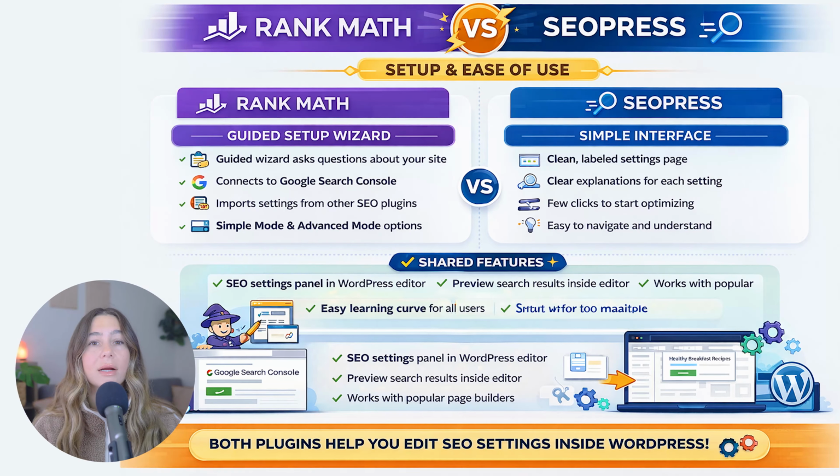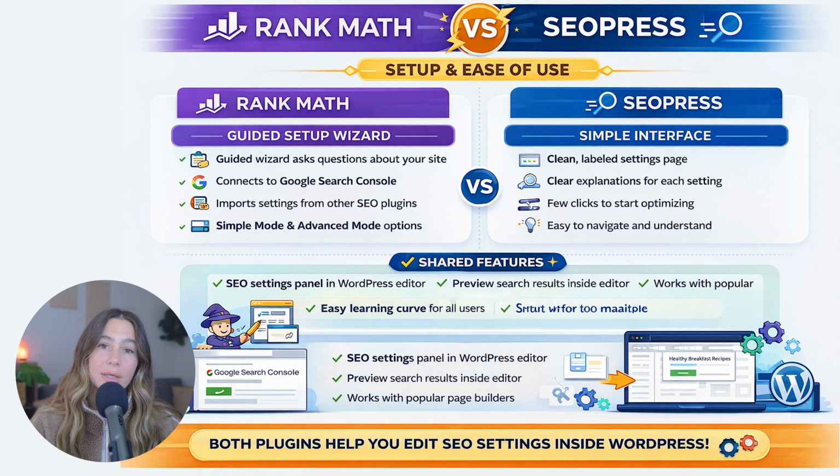Okay, now let's compare the setup and ease of use. So one of the first things you'll notice when installing an SEO plugin is how the setup process works. Rank Math begins with a guided setup wizard. When you activate the plugin, it asks a few questions about your website and asks whether your site is a blog, a business website, or an online store, or something else. It also offers to connect your Google account so the plugin can pull data from tools like Google Search Console.